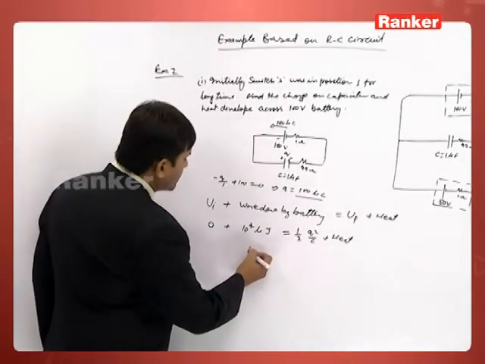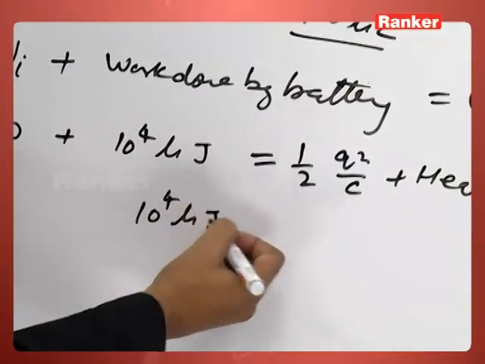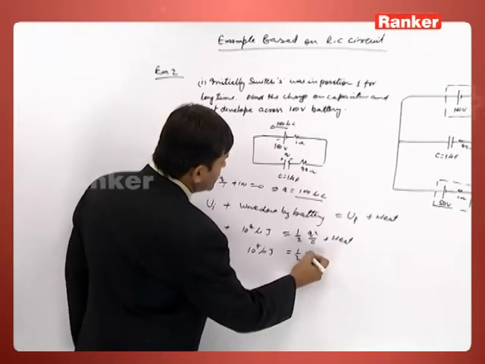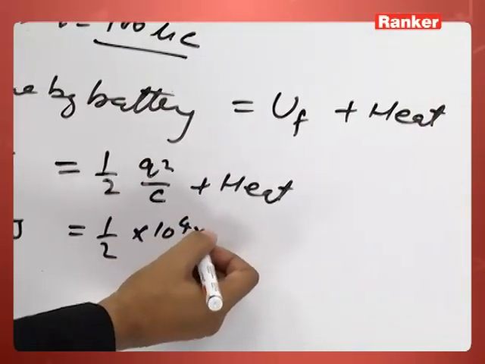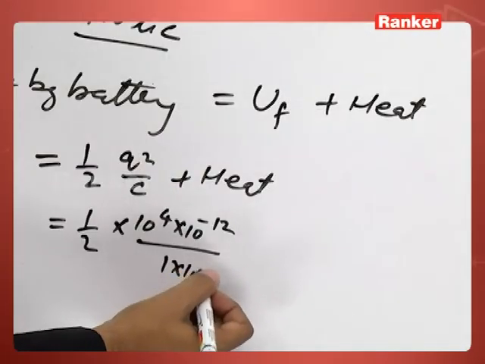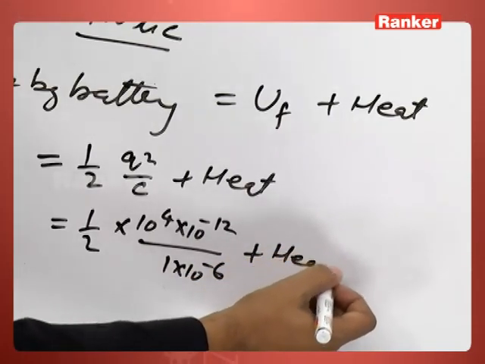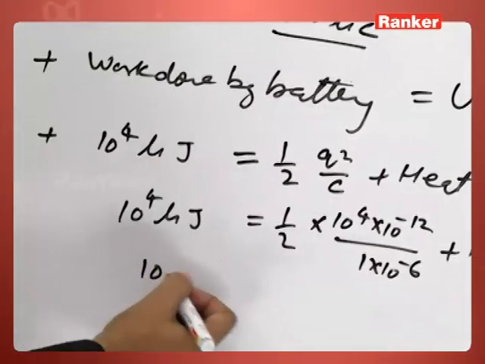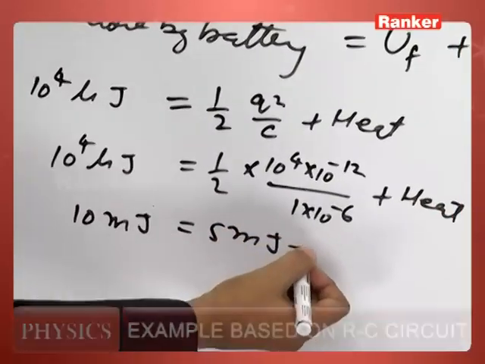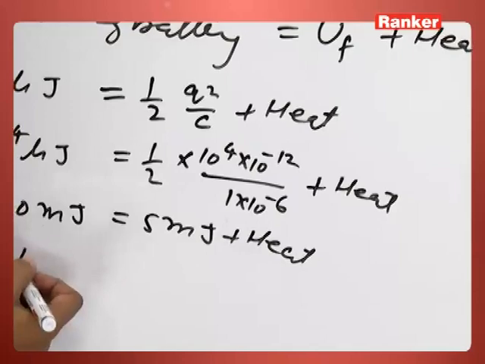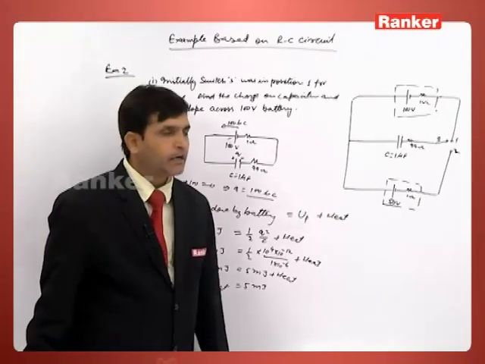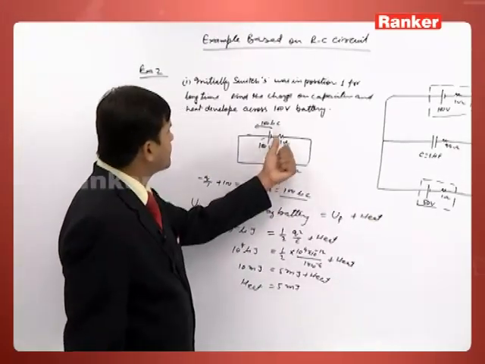So now we would like to calculate: 10 to the power 4 microjoule, half Q square. Charge is 100 microcoulomb. So this will be 10 to the power 4 into 10 to the power minus 6, minus 1/2 by C value 1, plus heat. So this can be written as 10 millijoule. This is 5 millijoule plus heat. The heat is equal to 5 millijoule. So this is the heat developed in the circuit during the flow of charge.